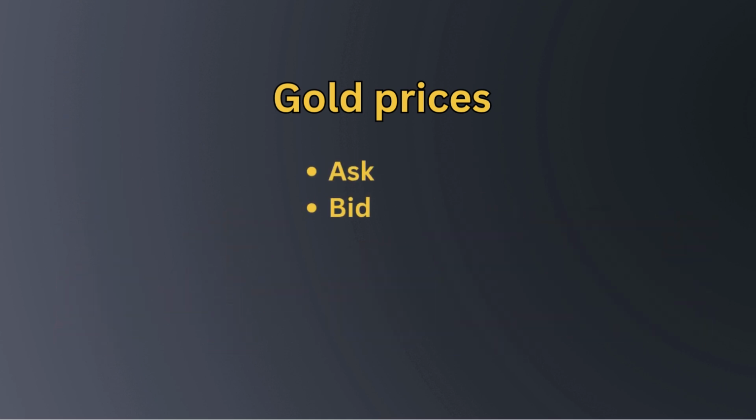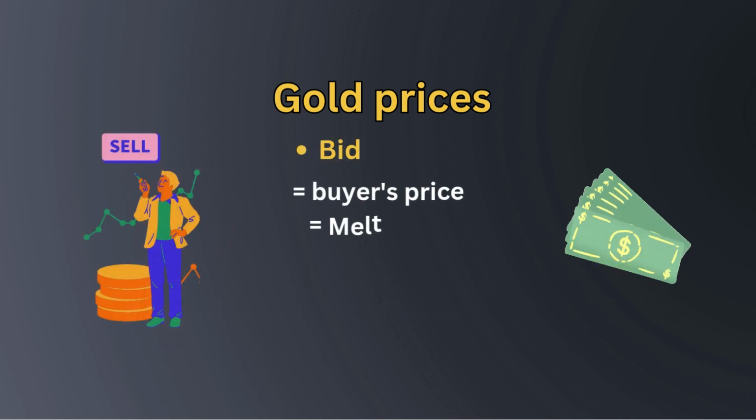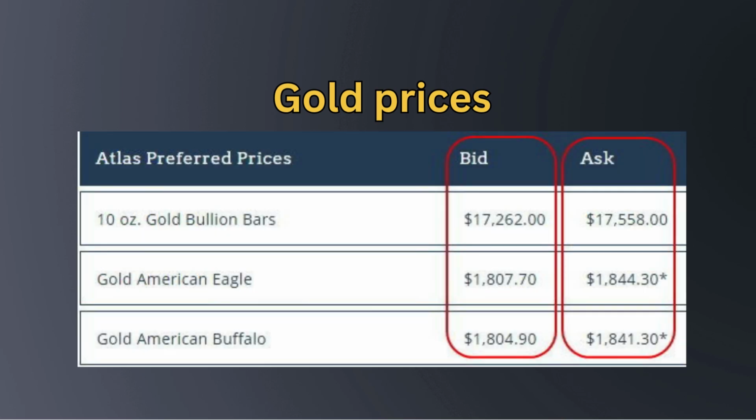Another type of pricing consists of two categories, ask and bid. These terms might be familiar to those who trade in foreign exchange markets. The ask price is the price at which you buy, which is the seller's price. Therefore, it is slightly higher than the spot price. The bid price is the price at which you sell, which is the buyer's price and synonymous with the melt price. It is lower than the spot price. In other words, there are buying and selling prices based on the spot price, and these prices differ from each other. That concludes the basics of the gold itself.